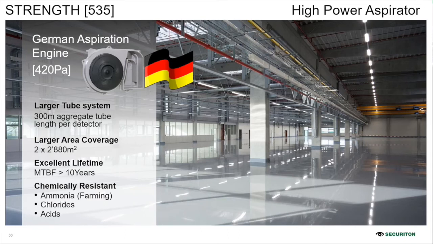Okay, the fan is 400 Pascal, so suction power is more. You can run a tube length of 300 meters aggregate if you're using a single channel unit, which is the model known as ASD 535. As I said, MTBF is more than 10 years. And apart from that, if you use the 2-channel model, then the length will be double. So 300 into 2, I'm talking about 600 meters of aggregate tube length with area coverage of around 5,760 square meters with a single aspirating smoke detector.